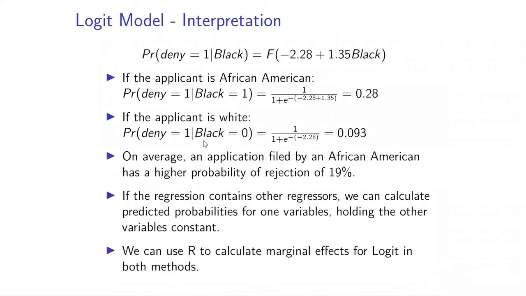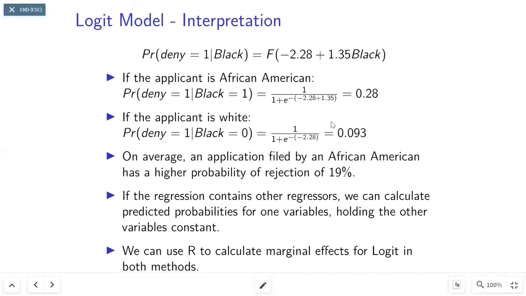For instance, following the estimates of the first model, you can evaluate the conditional probability of application denied given black equals 1, using the logistic CDF function. Then you can evaluate the conditional probability of application denied given black equals 0, using the logistic CDF function. The difference between these two gives 19%. This means that a black applicant is 19% more likely to get an application denied than a white applicant.